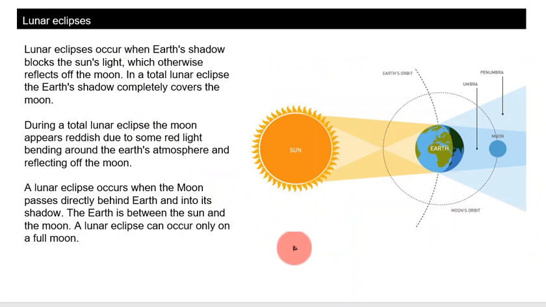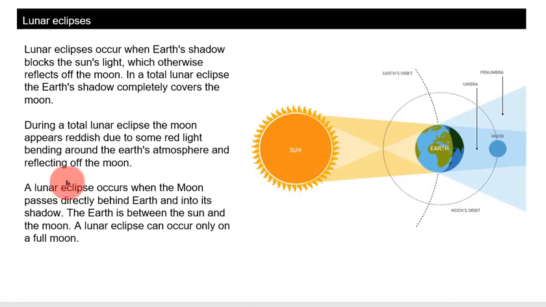And then the other eclipse that you can have is what's known as a lunar eclipse. A lunar eclipse occurs when Earth's shadow blocks the sun's light, which otherwise reflects off the moon. In a total lunar eclipse, the Earth's shadow completely covers the moon. During a total lunar eclipse, the moon appears reddish due to some red light bending around the Earth's atmosphere and reflecting off the moon.